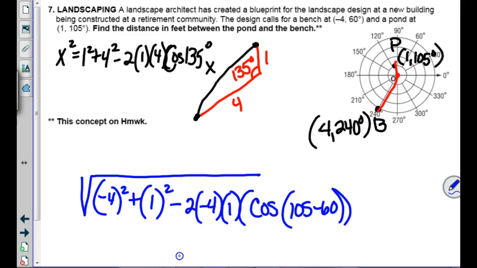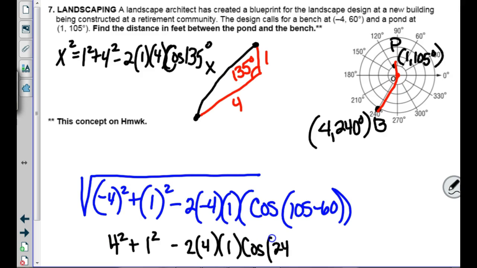So let's see if we get the same answer. Yes. Well, you don't have to. You could have used the same numbers I did. Okay? Yes. His question was, could we have used 4 squared, 1 squared, minus 2 times 4 times 1 times cosine of 240 minus 105. Whoops.